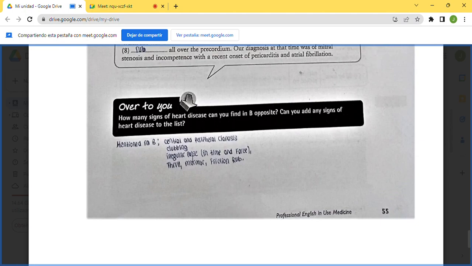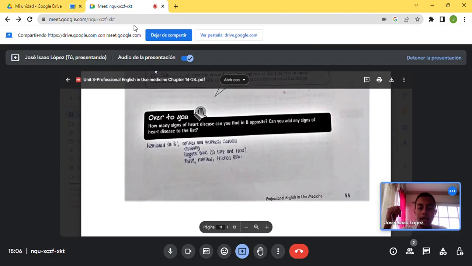Next is clubbing, that is related to the "golpe de uña". Irregular pulse, in time and force, o sea, el pulso irregular, and the others are thrill, murmur and friction rub. Thrill is related to the "emoción", murmur is related to the "murmullo". Next, friction rub, eso es fricción.